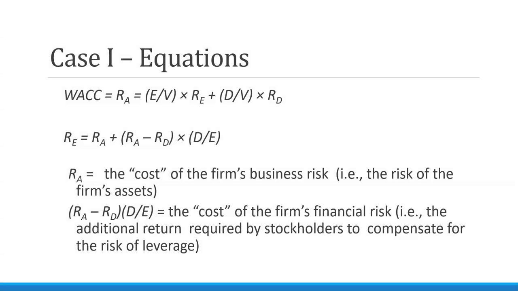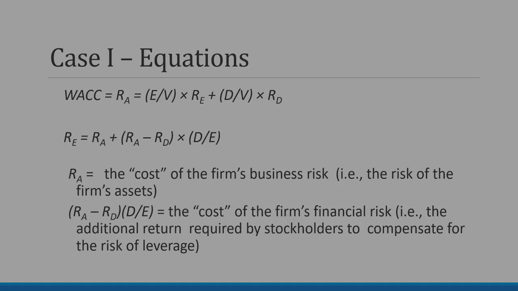When we look at these examples in case 1, we have RA, which is the cost of the firm's business risk or the risk of the firm's assets. This is our return on assets that we're looking for. Then we have the cost of equity times our return on equity plus the debt value and the return on debt. So the RA minus RD, or the cost of assets minus the cost of debt, times debt divided by equity, or debt to equity ratio, shows us what the cost of the firm's actual financial risk is, or the additional return required by stockholders to compensate for the additional risk that leverage or debt adds to the shareholders.